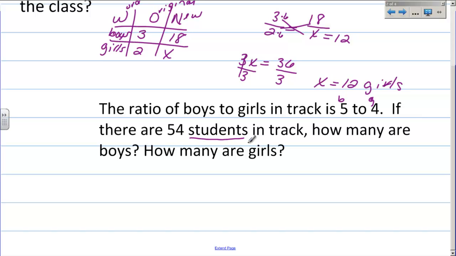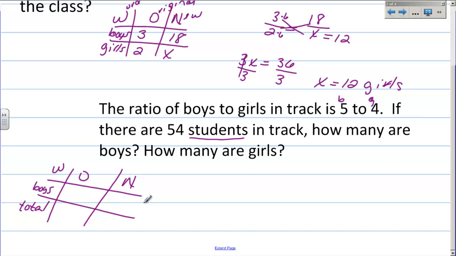Here they give us the total number of students, but my ratio is boys to girls. That's going to be important when we do our tic-tac-toe board. Our words for the first one, we're going to do boys and total, because the number that they gave us is a total number of students. In our original ratio, there are 5 boys, but there are 9 students total, because if I add these two up, 5 boys, 4 girls, that is 9 students total. And I need the total because that's what I'm working with. So there are 5 boys for 9 total kids.